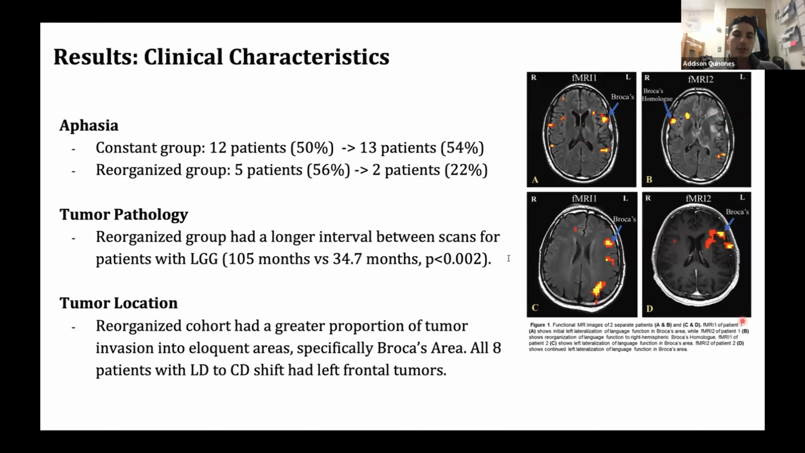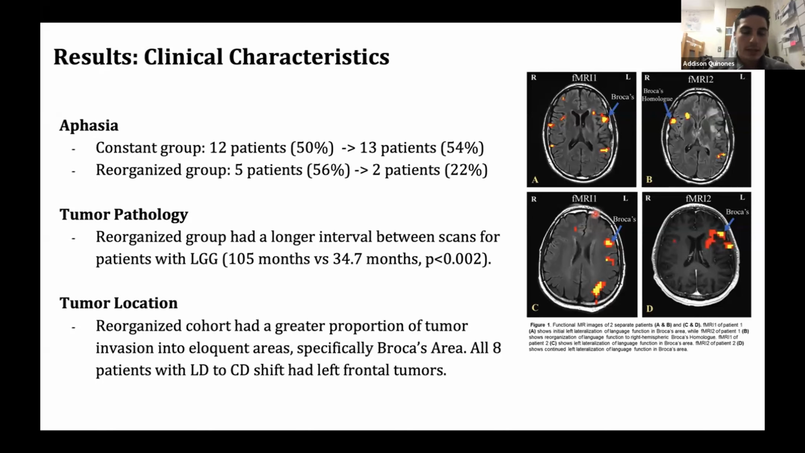And as for tumor pathology, the reorganized group had a longer time interval between scans with low-grade gliomas, 105 months versus almost 35 months. So this may indicate some element of a time effect in these patients. And lastly, the reorganized cohort had a greater proportion of tumor invasion into eloquent areas, more specifically Broca's area. So all 8 of the patients with left dominant to co-dominant or right dominant shift had tumors involving Broca's area at the second scan.